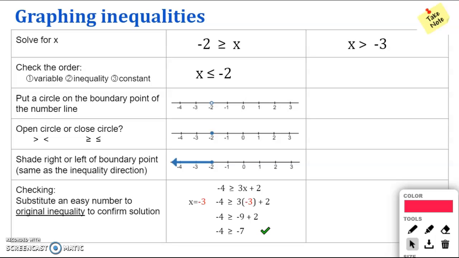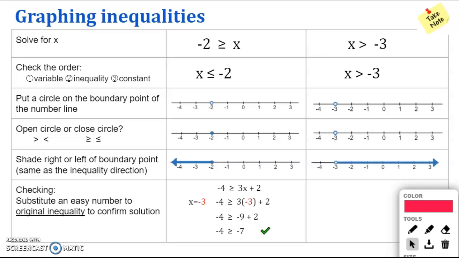What about the second problem? We ended up with x is greater than -3. So again, this is already in the variable first form, so I do not need to swap the order at all, but I need to draw a circle around my boundary point, which is -3, and then I need to consider, is it closed circle or open circle? Well, it's greater than, that means there is no equal sign there, so it is going to remain as an open circle. And then I should be thinking about, should I be shading to the right or to the left? The inequality is pointing to the right, so I am shading to the right.